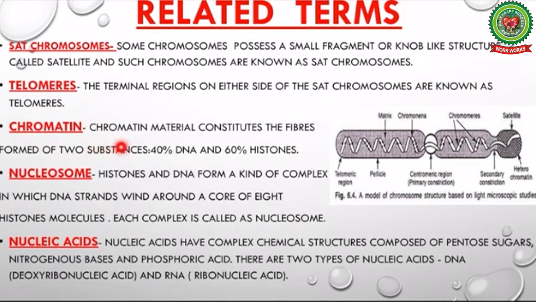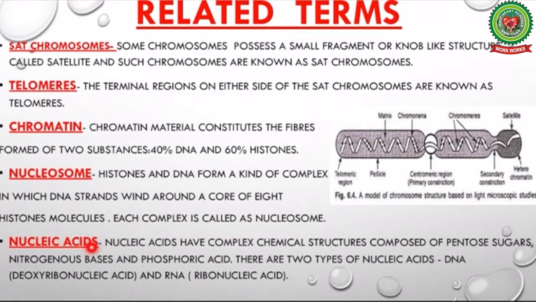Chromatin. Chromatin material constitutes the fibers formed of two substances, 40% DNA and 60% histones. Nucleosome. Histones and DNA form a kind of complex in which DNA strands wind around a core of 8 histone molecules. Each complex is called as nucleosome.